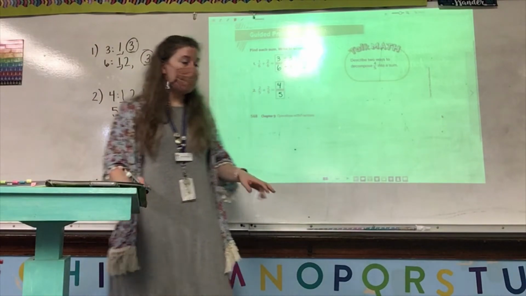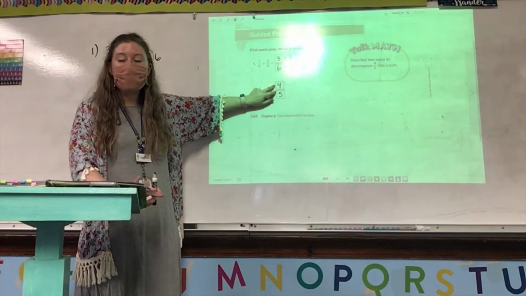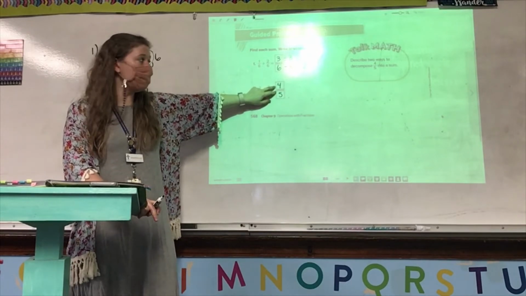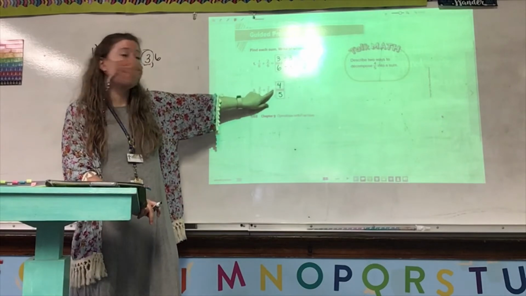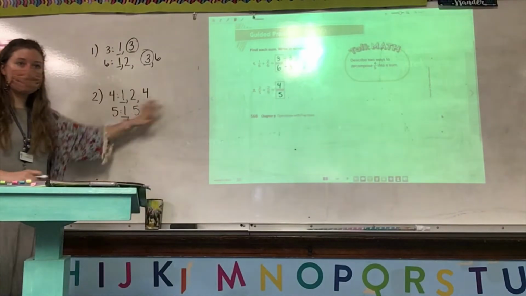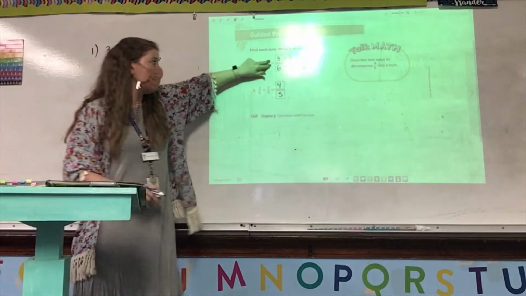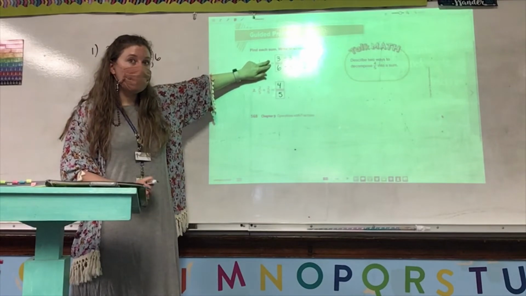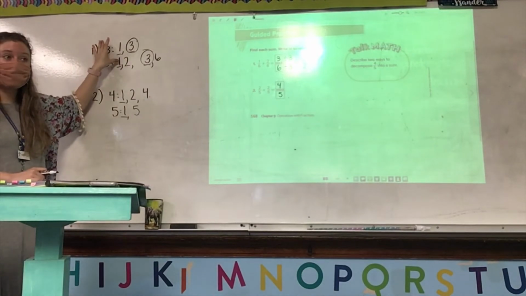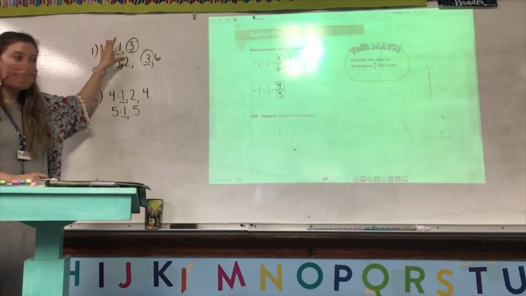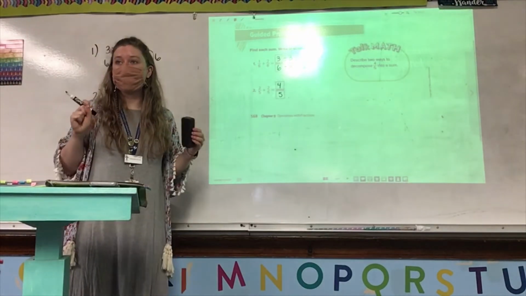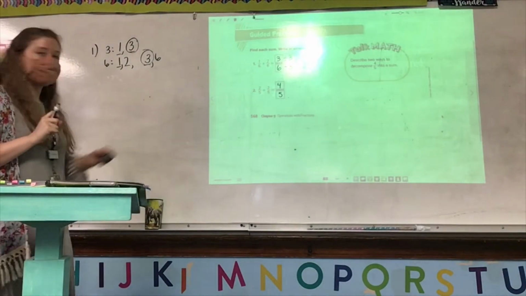Now, if you know that the numbers have nothing in common other than 1, you know it 100%, because you know the factors of 4 are 1, 2, and 4, and the factors of 5 are 1 and 5. You don't have to do all this. However, if you know that they have a factor in common, you need to do this, because the more you do it, the easier it is. So for number 2, if you knew that 4 and 5 had nothing in common other than 1, you didn't have to do that. Okay?